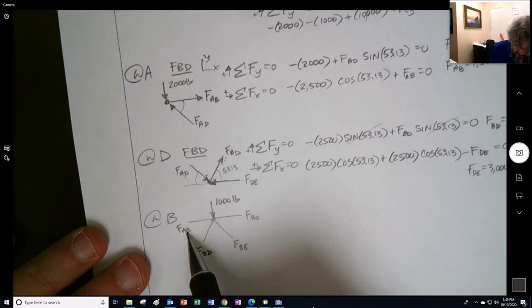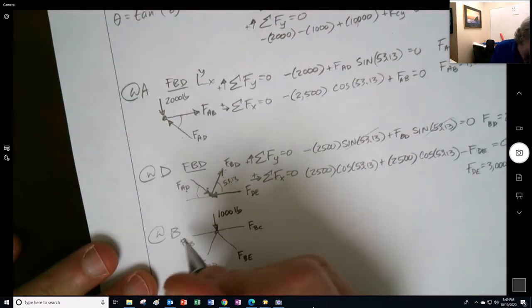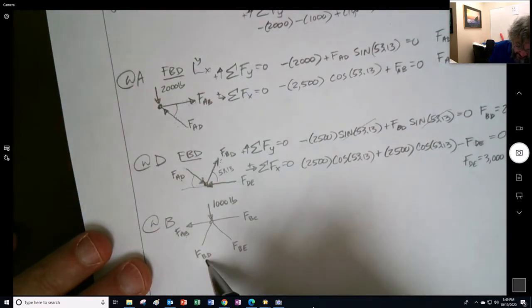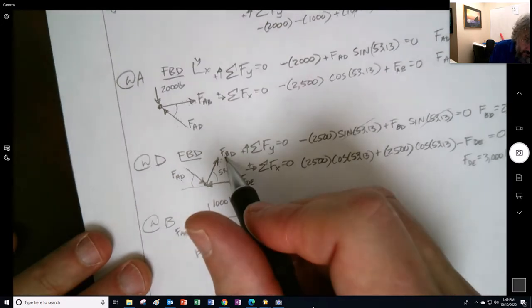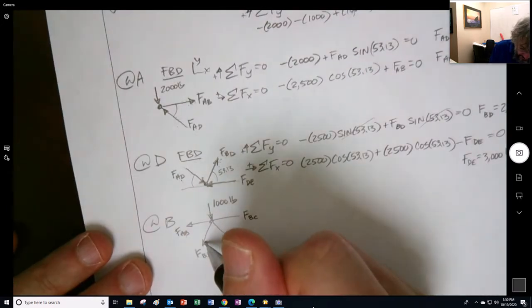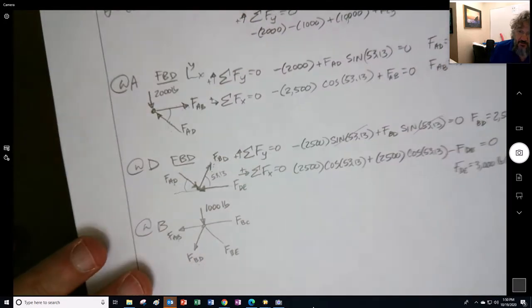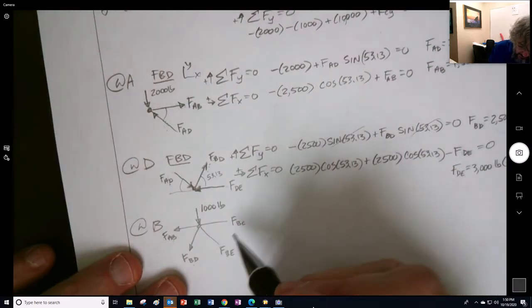So AB is in tension, so it's going this way. BD is also in tension, right here, right? It was in tension, so it's coming this way. It's pulling out. Looks like my office hours are starting soon. Until I hear the magic bell going.